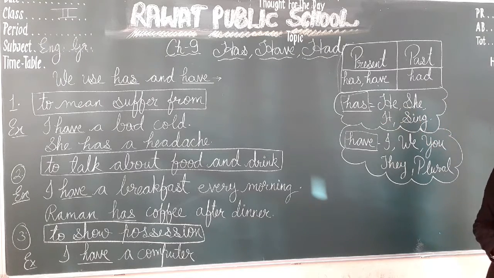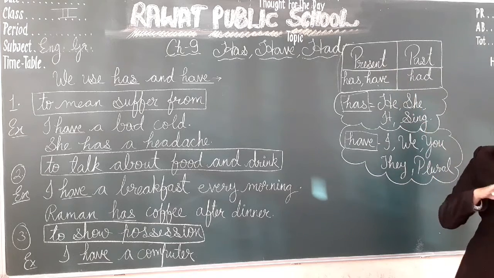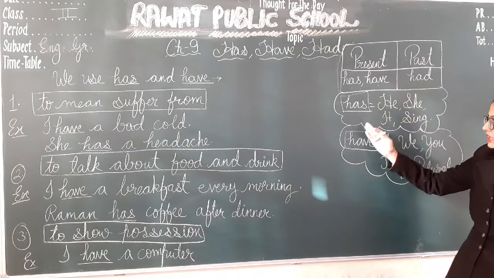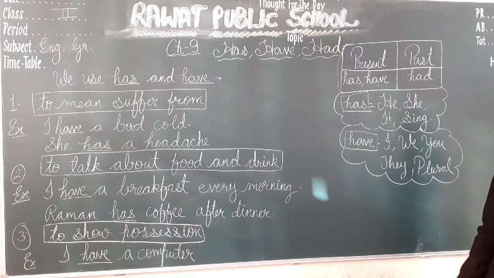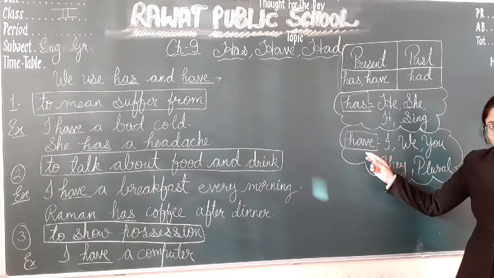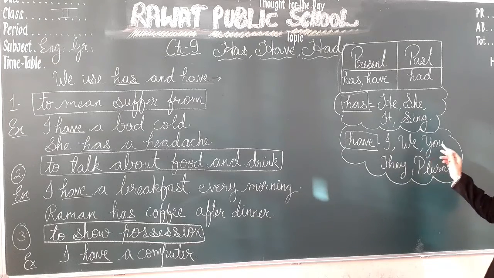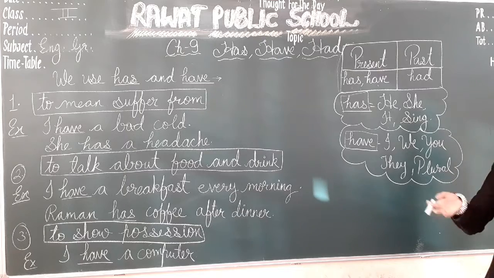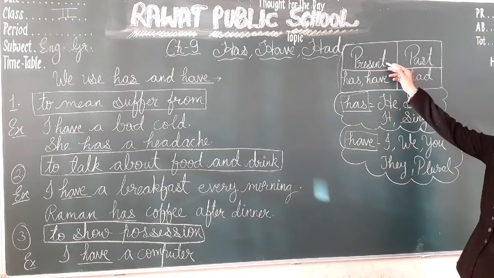और has use कब हो रहा है? In the present. When we are talking about now, today, जब हम आज की बात करते हैं, that is present, and we will use has with the singular noun or pronoun. The second, have हम use करते हैं I, we, you, they, or any plural. Plural means more than one. Okay? More than one. तब हम use करेंगे have. Have भी present form है.